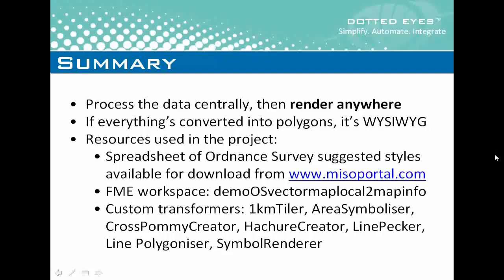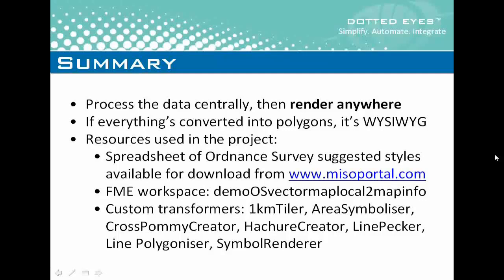So the resources we've used in this project include a spreadsheet of Ordnance Survey's suggested styles, and that's available for download now from our website www.mesoportal.com. There's also an FME workspace I've made called Demo OS VectorMap Local to MapInfo, and the custom transformers that it uses. There are 7 of them: the 1 kilometre tiler, area symbolizer, the cross poly creator, hasher creator, line pecker, line polygonizer, and symbol renderer.